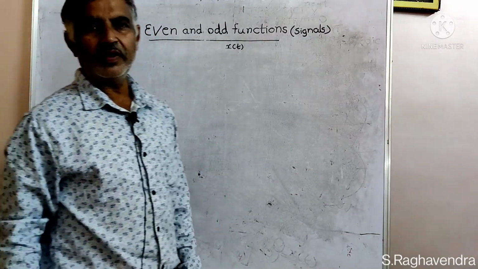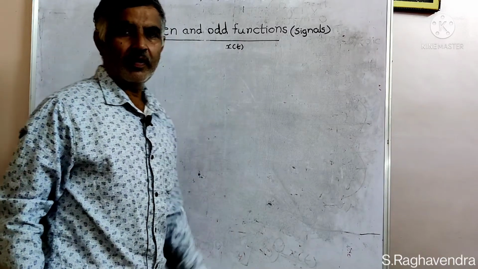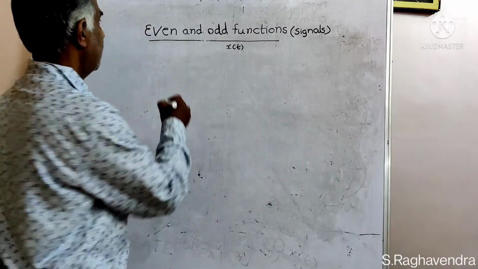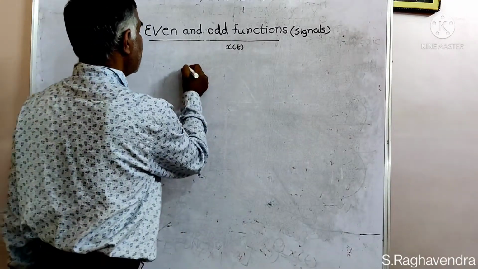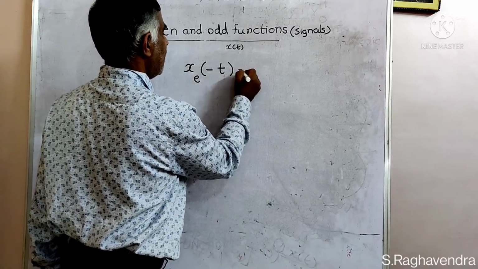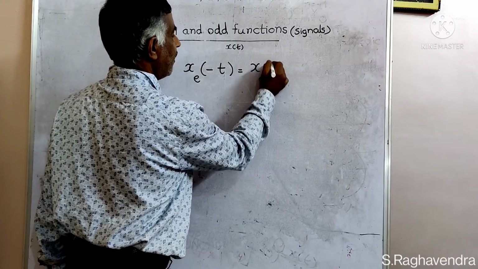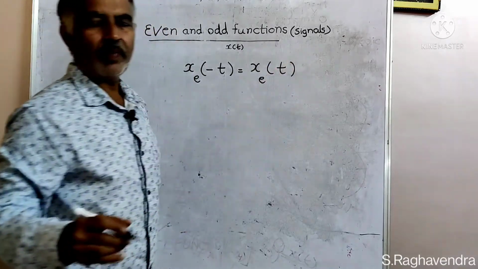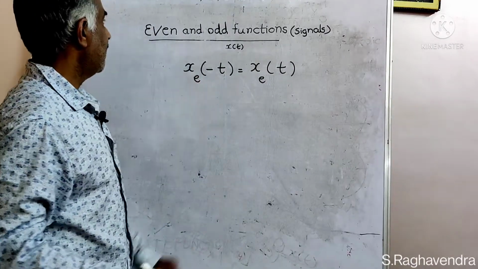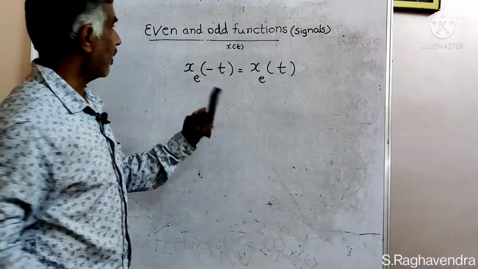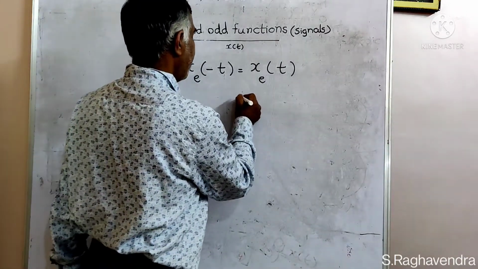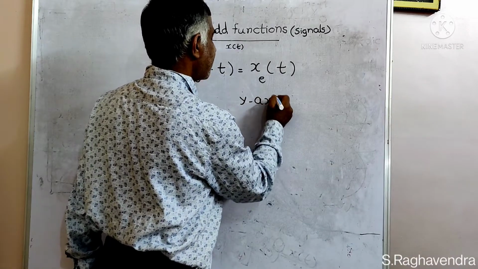So I will continue now with continuous time signals. What is an even function, what is an odd function? In the case of continuous time signals, an even function is xc of minus t equal to xc of t. So replacing plus t by minus t is not going to alter the value. That is what is even. Sometimes this even function is also called y-axis symmetry.